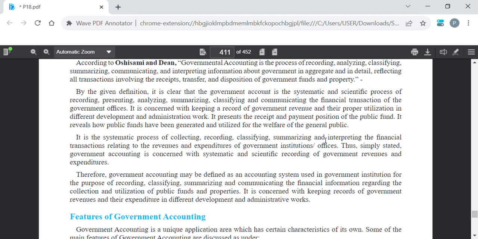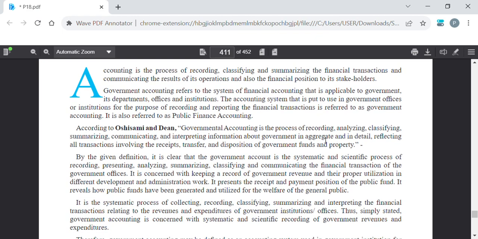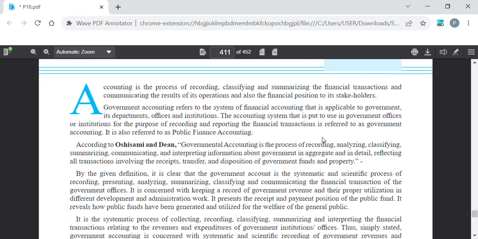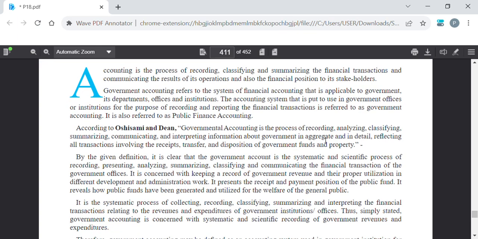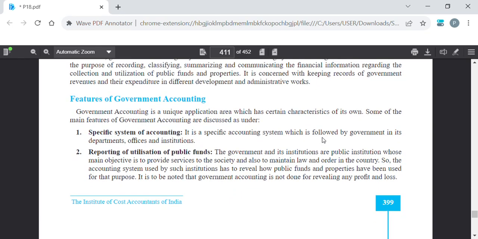So you may be asked to write a short note on government accounting. The answer is very easy. The first point is what is accounting? After that, government accounting and the definition given by Oisami and Den. Okay. Now let us come to the features of government accounting.